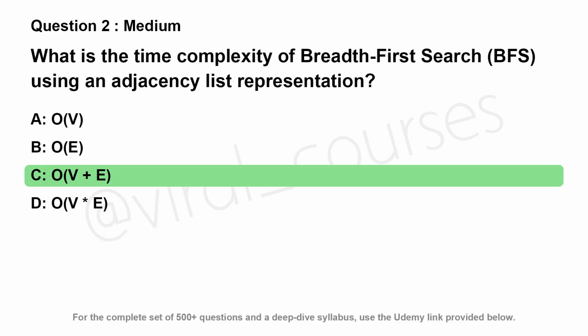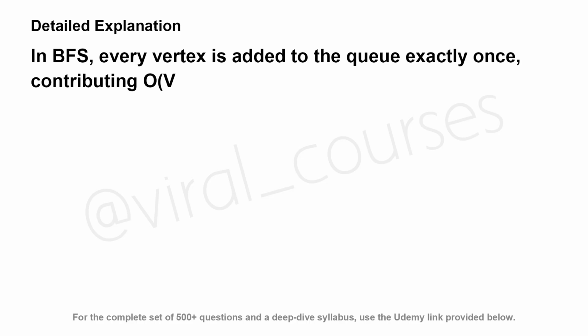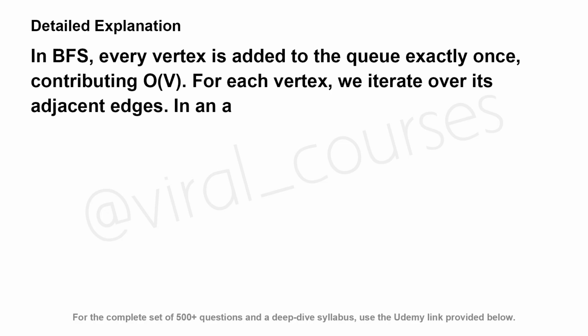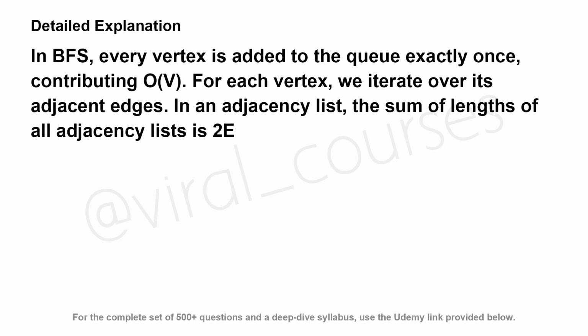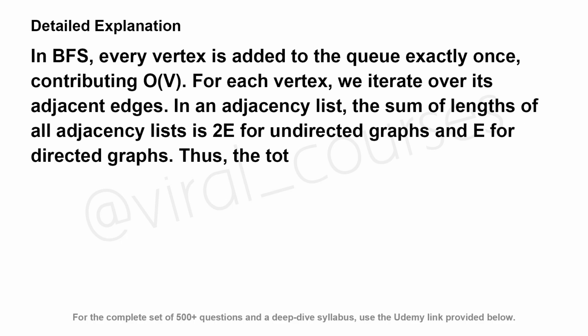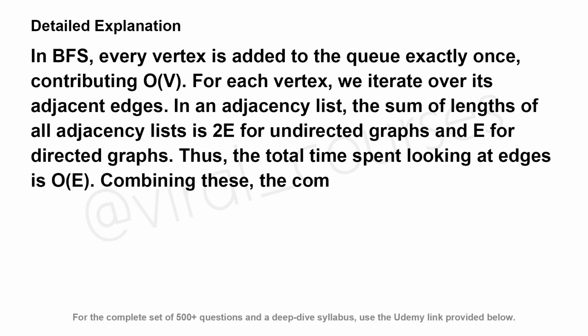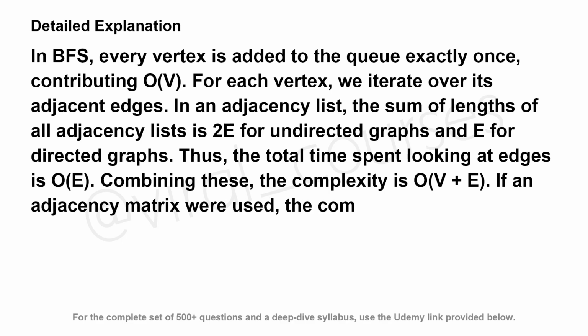The correct answer is C. In BFS, every vertex is added to the queue exactly once, contributing O(V). For each vertex, we iterate over its adjacent edges. In an adjacency list, the sum of lengths of all adjacency lists is 2E for undirected graphs and E for directed graphs. Thus, the total time spent looking at edges is O(E). Combining these, the complexity is O(V plus E). If an adjacency matrix were used, the complexity would be O(V squared).